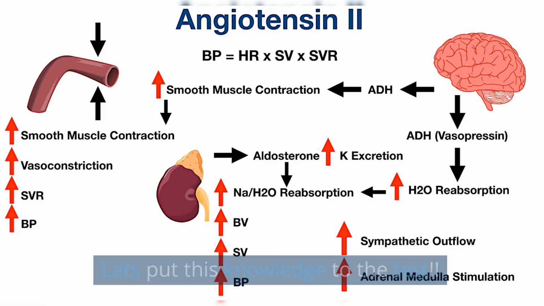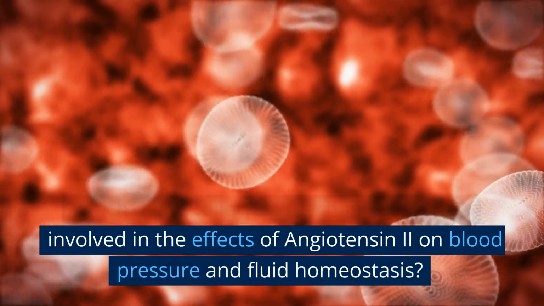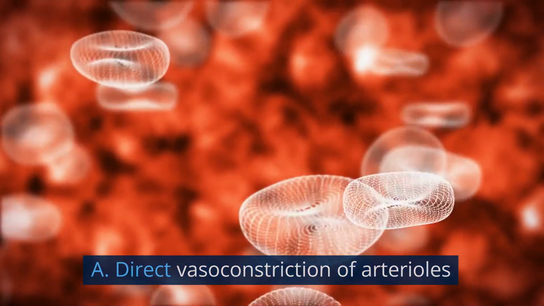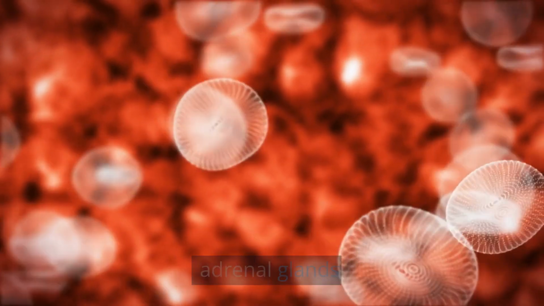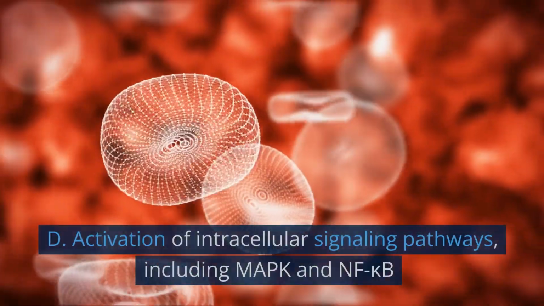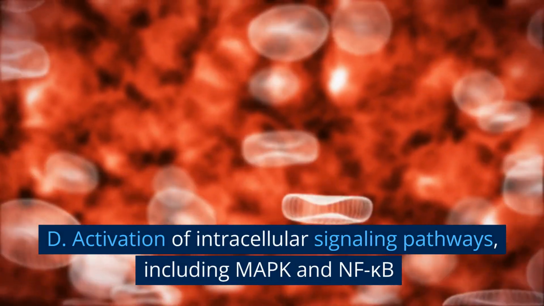Let's put this knowledge to the test. Which of the following mechanisms is not involved in the effects of angiotensin II on blood pressure and fluid homeostasis? A. Direct vasoconstriction of arterioles. B. Stimulation of aldosterone secretion by the adrenal glands. C. Inhibition of renin secretion by the kidneys. D. Activation of intracellular signaling pathways, including MAPK and NF-kappa B.